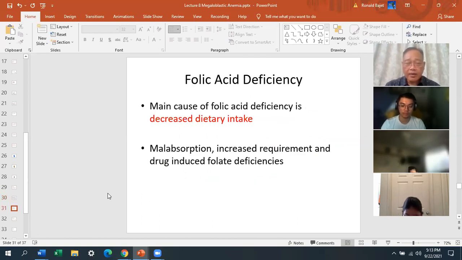The main cause of folic acid deficiency is decreased dietary intake. That's why you need to eat your green leafy vegetables. Malabsorption, increased requirement, and drug-induced folic acid deficiency are other reasons why you can be deficient in folic acid.